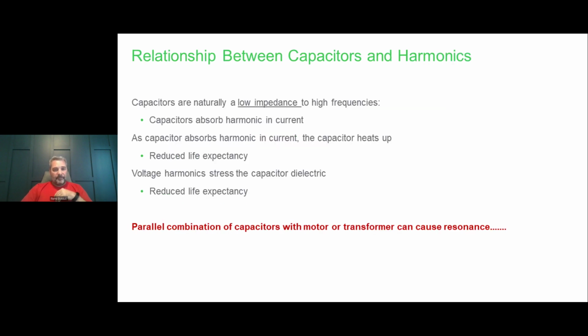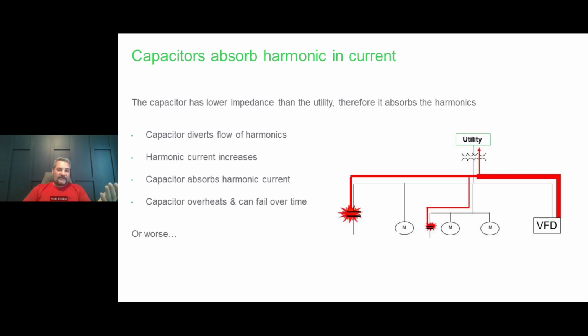Now coming to capacitors. Interestingly enough, capacitors are low impedance to high frequency, to harmonics. Their impedance XC is equal to 1 over 2 pi F C. So as the frequency increases, the impedance decreases, so they can absorb harmonic current. And that's one of the reasons why they are affected when you have a variable frequency drive on the network.